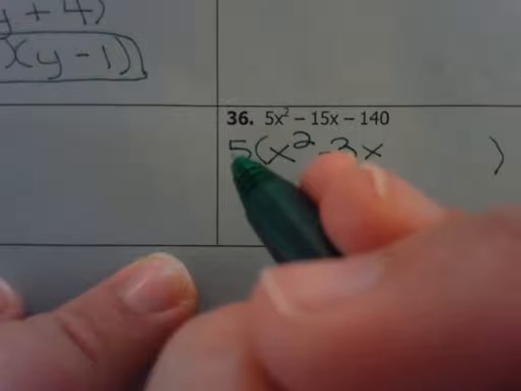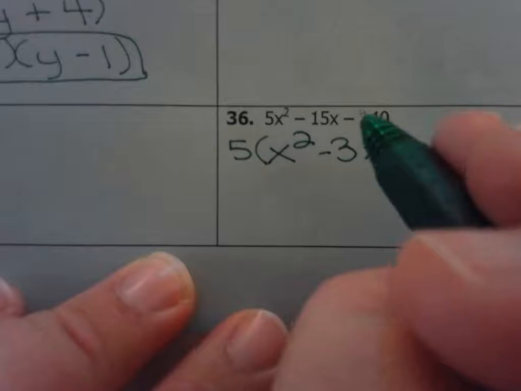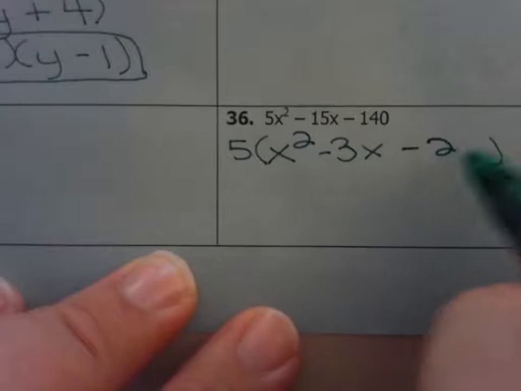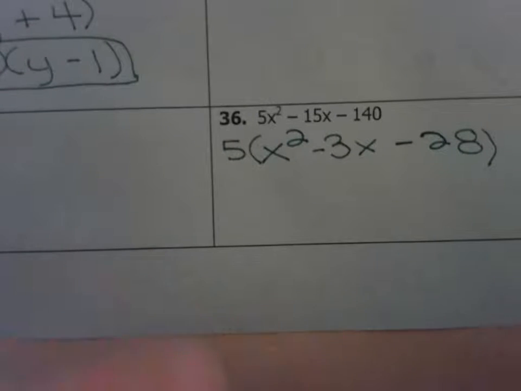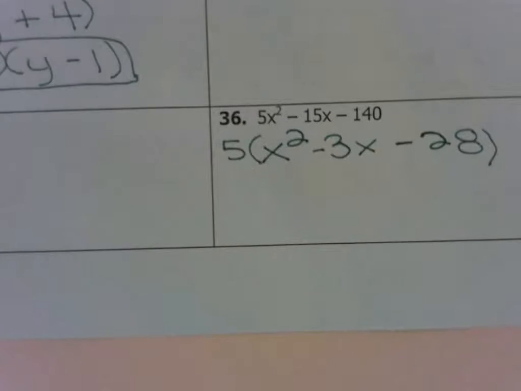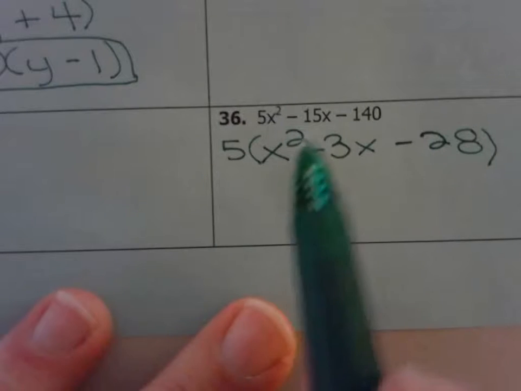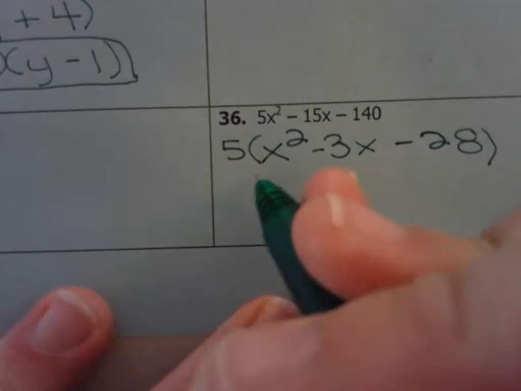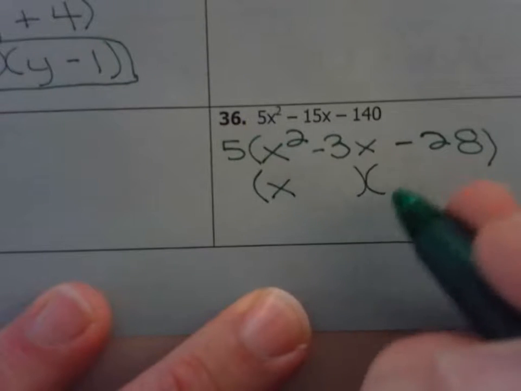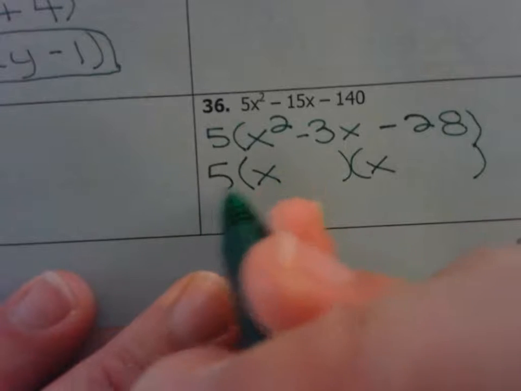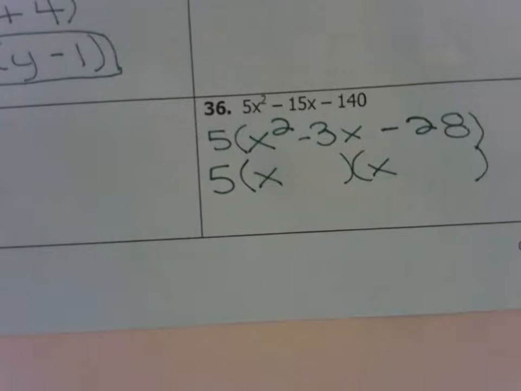5 times what gives me negative 140? Negative 28. Okay. So we took a 5 out front. I look in my parenthesis. Now there's a 1 in front of x squared. So I can split it into 2 parentheses and put x's in front. I still have the 5 out front, so you can either put it at the end or put it now. It doesn't matter.